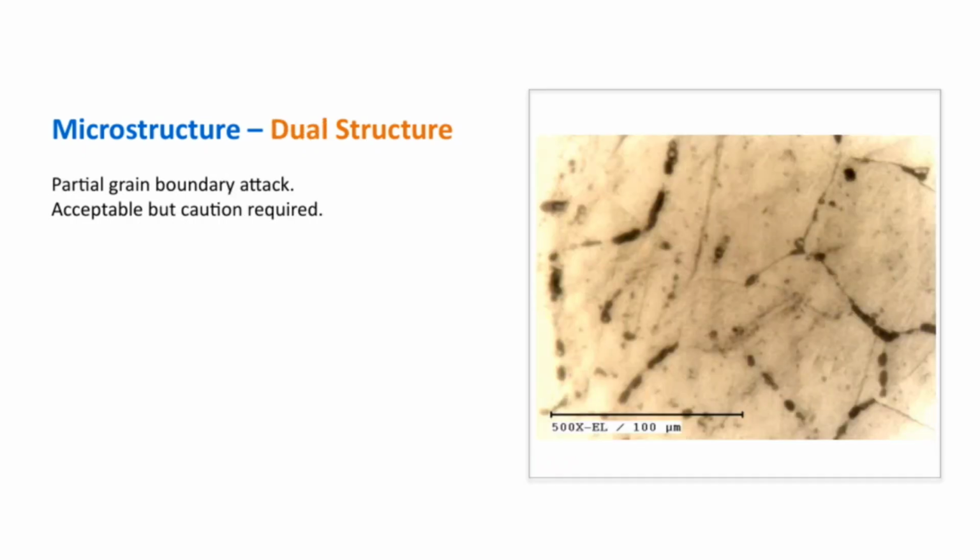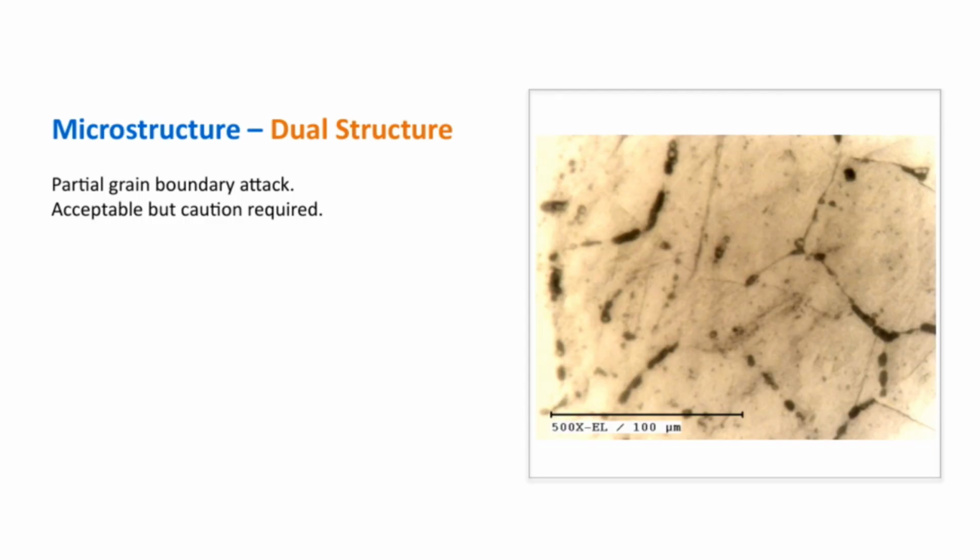Let's take a closer look at the microstructure, specifically the dual structure. Here, we see a partial grain boundary attack, which means the corrosion or degradation has affected the grain boundaries, but hasn't completely compromised the entire structure. This is something we can consider acceptable in certain situations, but it does require caution.